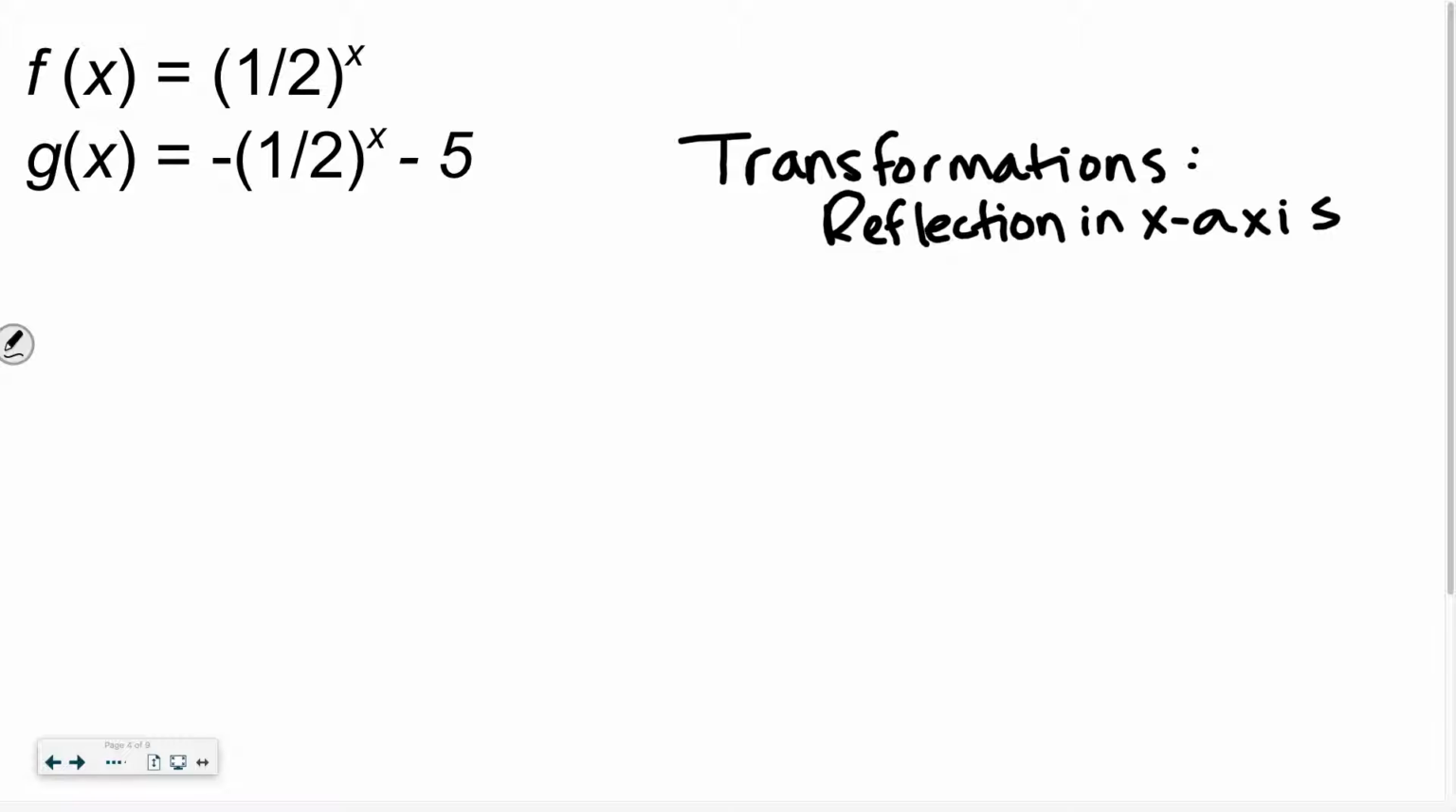You should reflect and then move down. Okay, so I heard reflection in the x-axis right away, and then there was maybe some discussion. Is it going to be right 5, left 5, down 5? Those are the questions. And what did we decide? Down 5. Okay, I agree.